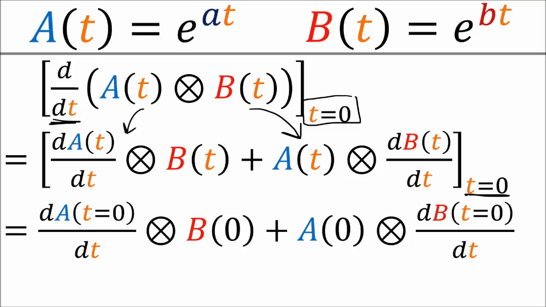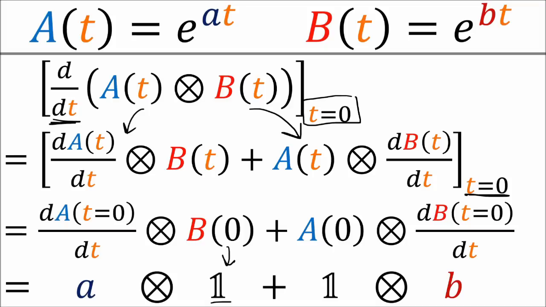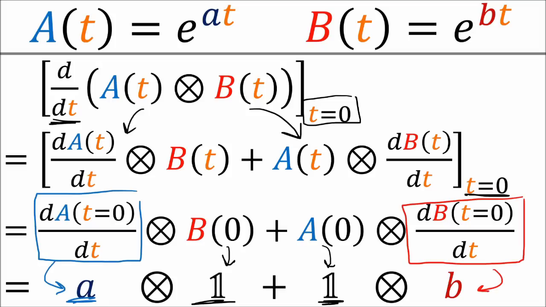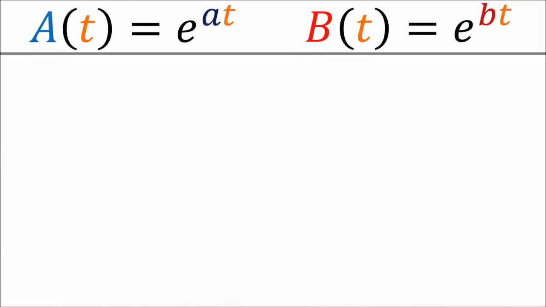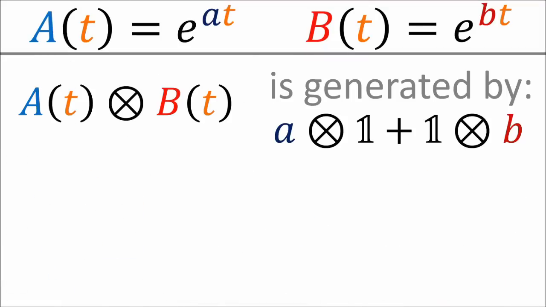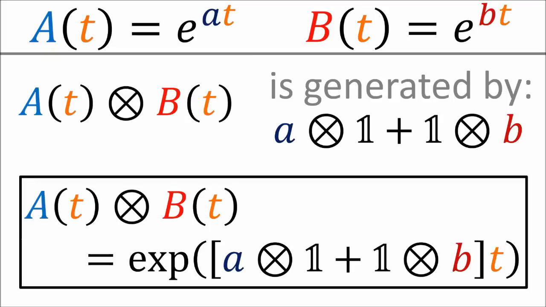By definition, A of 0 and B of 0 both equal the identity element, since the parameter being 0 gives the identity transformation. And setting t equals 0 for the derivatives is just the definition of the original generators small a and small b. So we see the tensor product group element is generated by small a tensor the identity plus the identity tensor small b. So we can obtain this Lie group member A of t tensor B of t by exponentiating this Lie algebra generator times a parameter t.